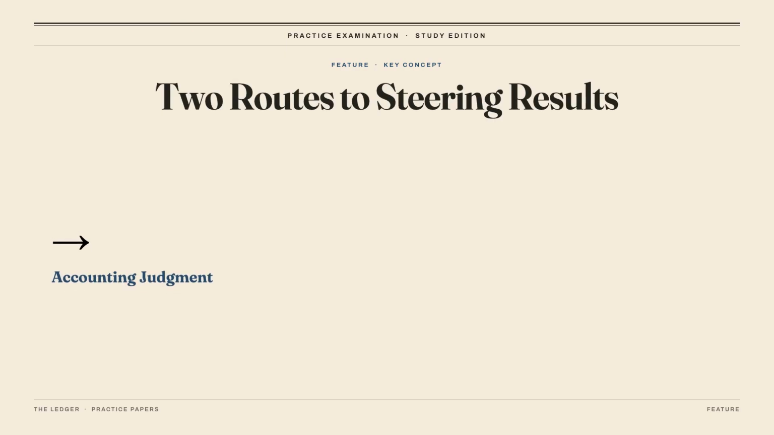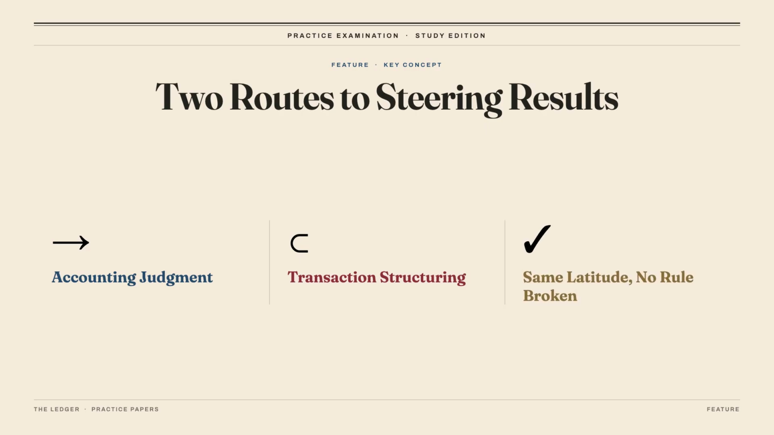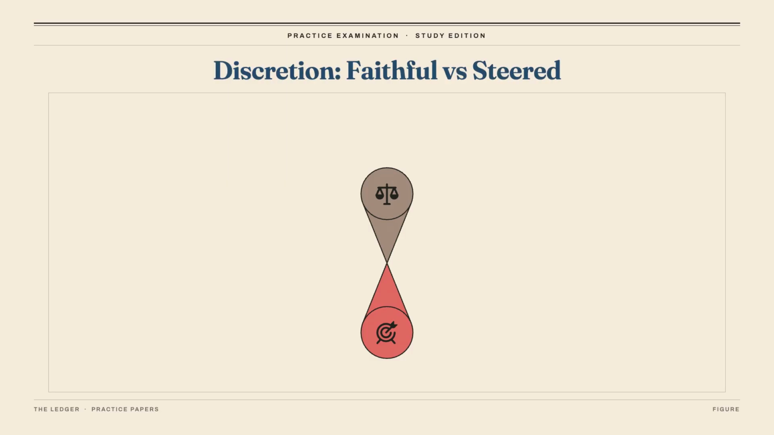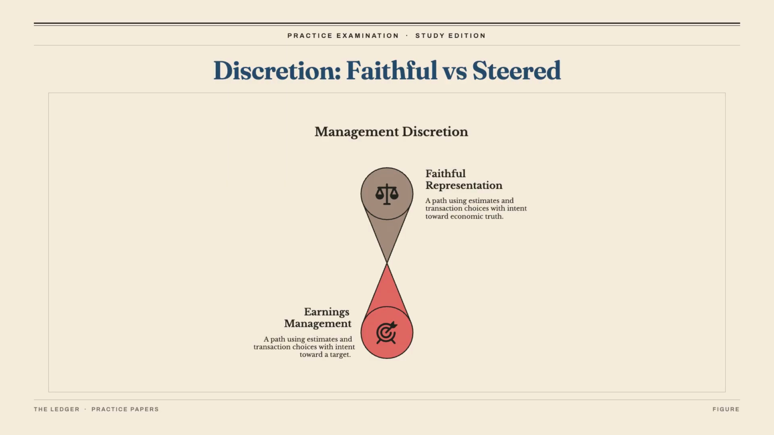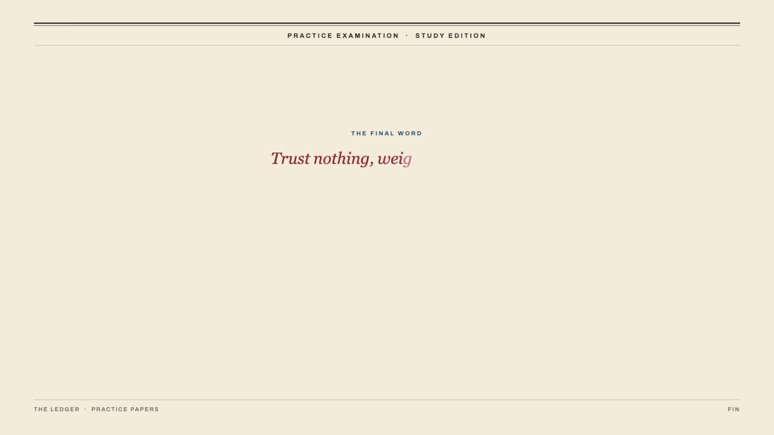Earnings management works through two broad routes: adjusting accounting judgment, like stretching an asset's useful life, or structuring real transactions, like timing a sale to flatter the picture. Both exploit the same discretion that makes management central without ever clearly breaking a rule. The very discretion that lets a conscientious manager report faithfully is the discretion a self-interested one can use to steer earnings toward a target. An analyst can't tell these apart by assuming good faith alone.